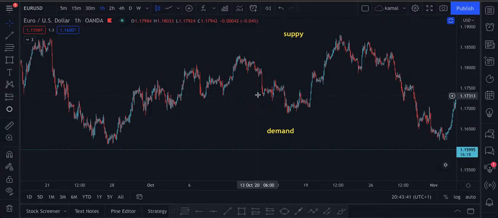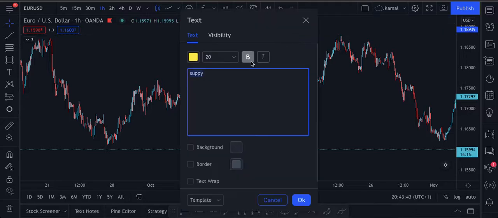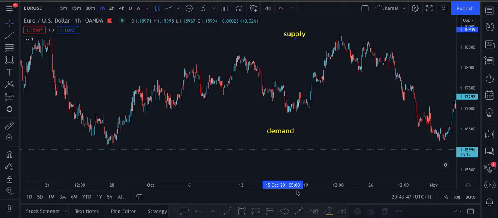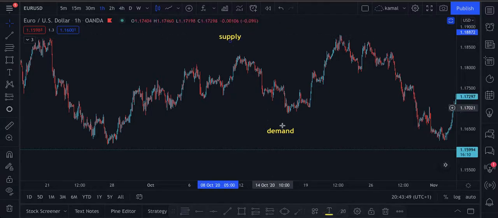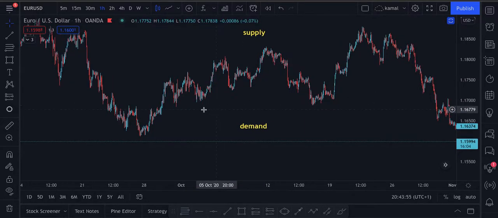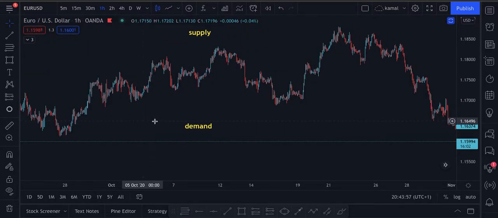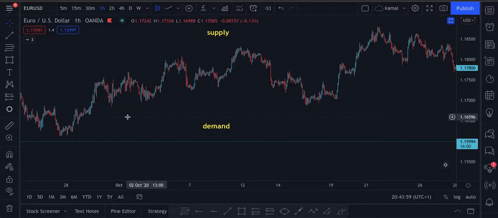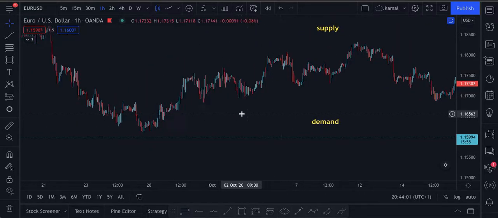Now, how do we identify supply and demand? Well, usually you see a major move within the market. Let's take this for example, right?